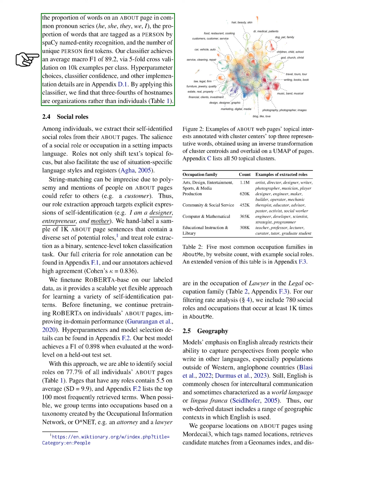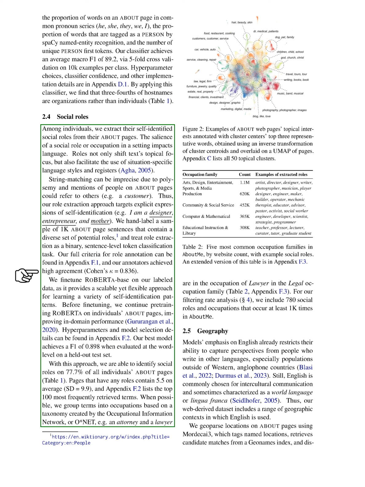This classifier uses several features, such as the proportion of common pronouns on a page, the proportion of words identified as a person by a tool called Spacy, and the number of unique person-first tokens. Our classifier is quite accurate, with an average score of 89.2 out of 100, based on a 5-fold cross-validation on 10,000 examples per class. We find that 3/4 of the websites are created by organizations rather than individuals.